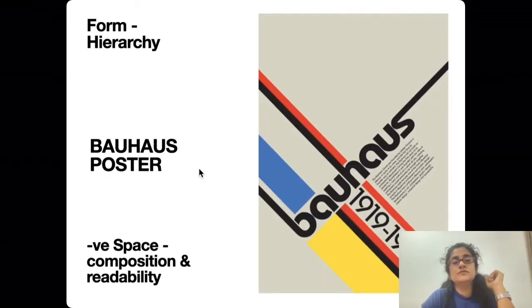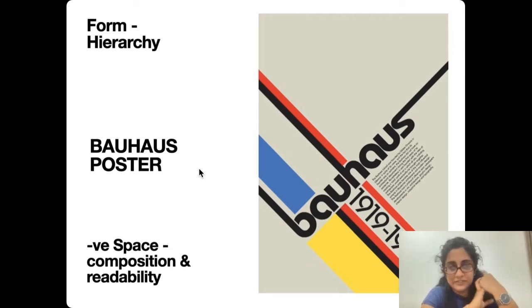Now, if you want to see something in the form of a poster, for example, let's take a look at this Bauhaus poster. Bauhaus is a major school of design in the 20th century, which evolved how modern design is practiced today. And its posters are famous for their simplistic use of colors and forms and text.